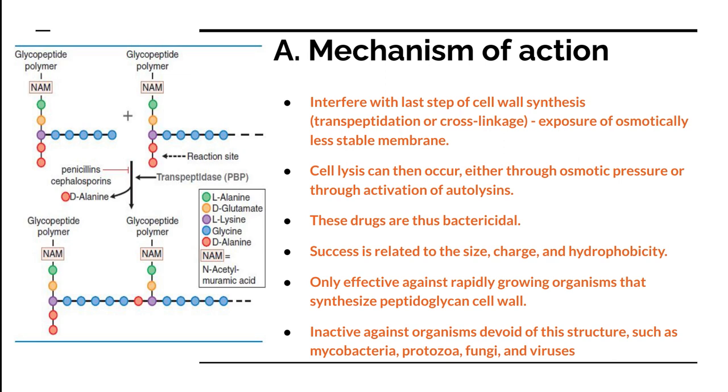it is more elaborately explained, very well explained over here. So there will be transpeptidation or cross-linkage. Okay, and it will result in the exposure of the osmotically less stable membrane. Because the less stable membrane is the inner cell membrane, right? So that is osmotically not very stable.